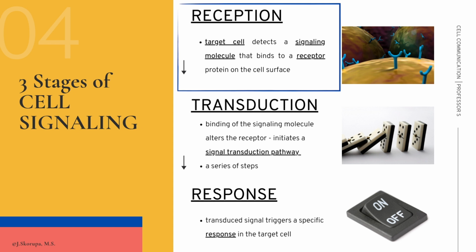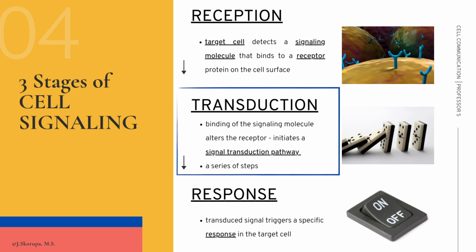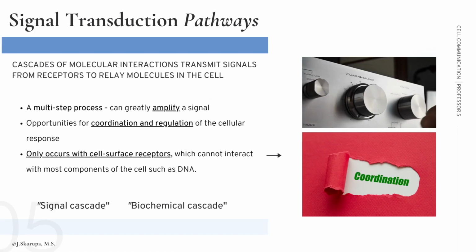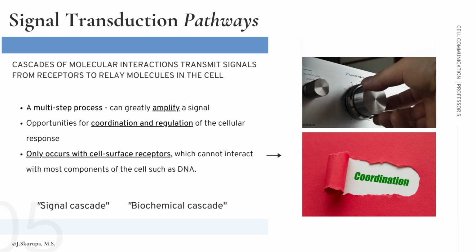In part 1 of this lecture, we learned that reception is when a target detects a signaling molecule that binds to a receptor protein on the cell surface. Once that occurs, the next phase, transduction, is triggered. Here, the binding of the signaling molecule alters the receptor and initiates a signal transduction pathway, which is a series of specific steps. Often, something is turned on or off, whether that is a gene being expressed or an enzyme being activated or deactivated. So, what is a signal transduction pathway?